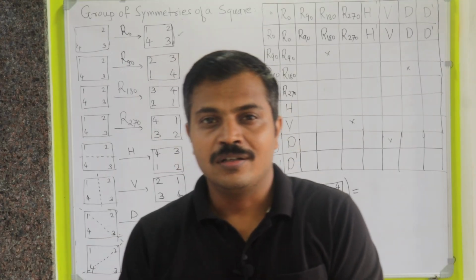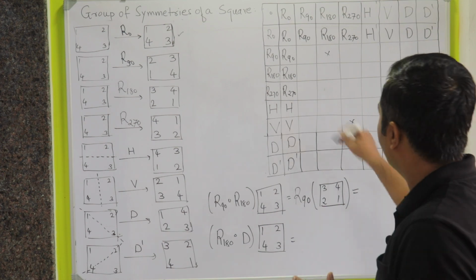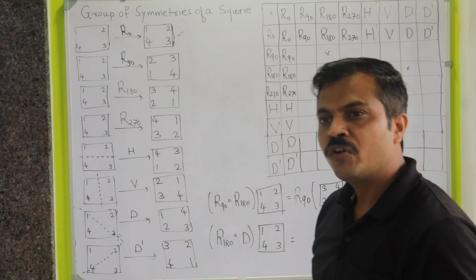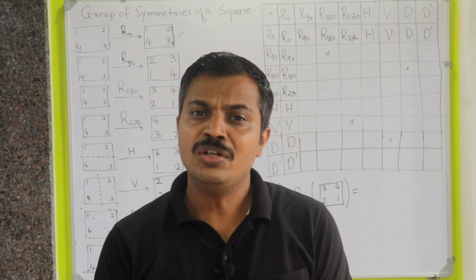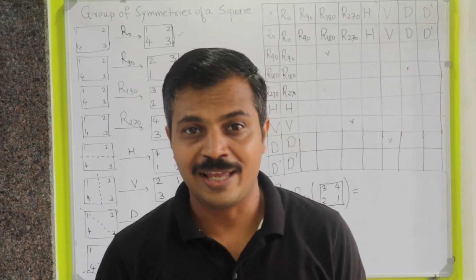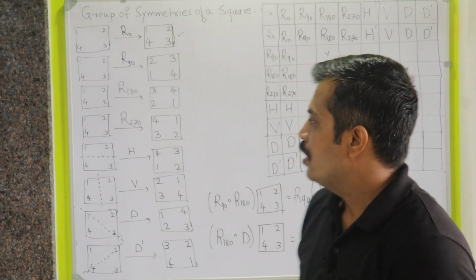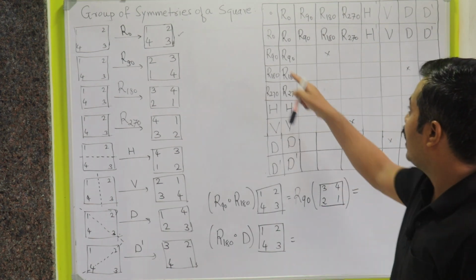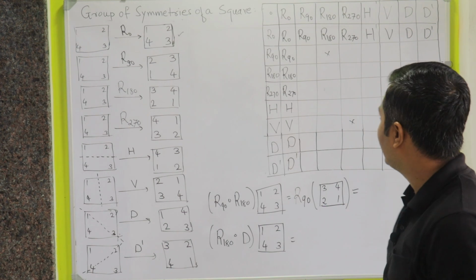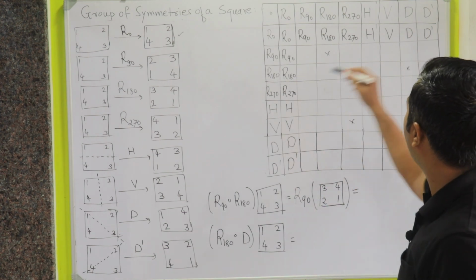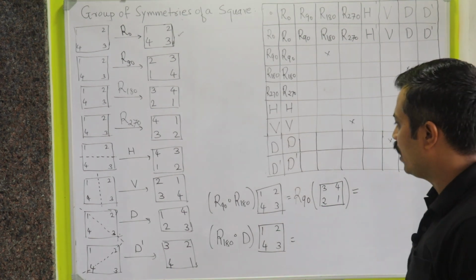Now in order to complete this table, naturally we have to find all these entries, but it is not possible for me to do it here due to time constraint. So what I will do is I will do a few calculations, and the rest of the calculations I leave to you. So first of all I will find R90 composition R180 right over here, and next I will find R180 composition D, and afterwards I will do these two calculations.